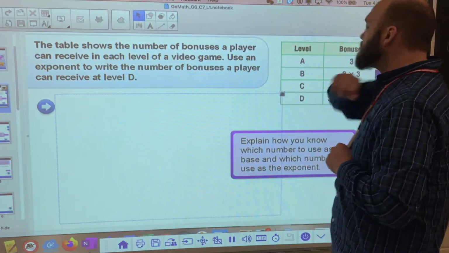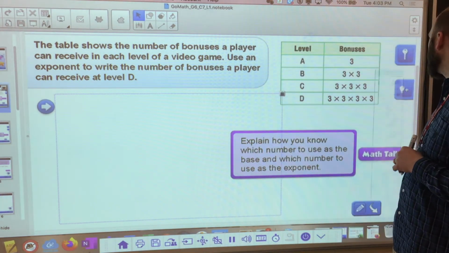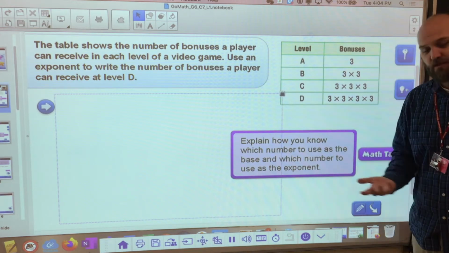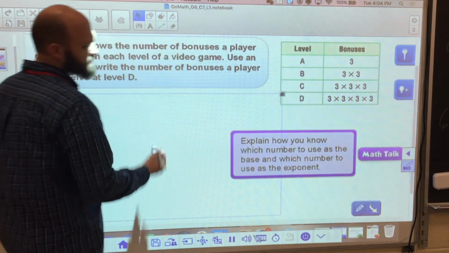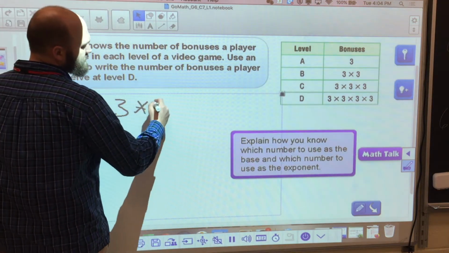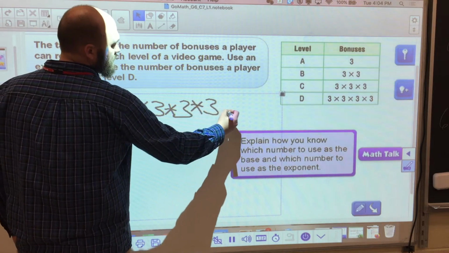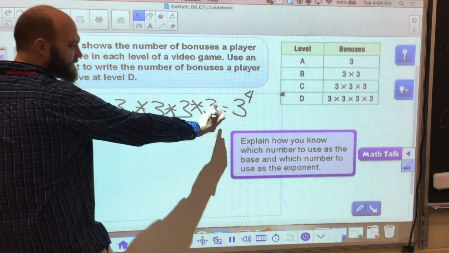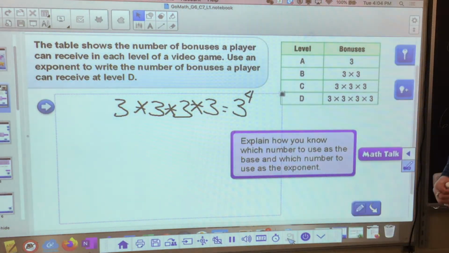So take a look at our book here. We have a table that shows the number of bonuses a player can receive in each level of a video game. Use an exponent to write the number of bonuses the player can receive at level D. If I move over to this side, we see level D is 3 times 3 times 3 times 3, which is 3 to the fourth power. So I take all of this and just shrink it down a little bit. Makes it a little bit easier to work with.